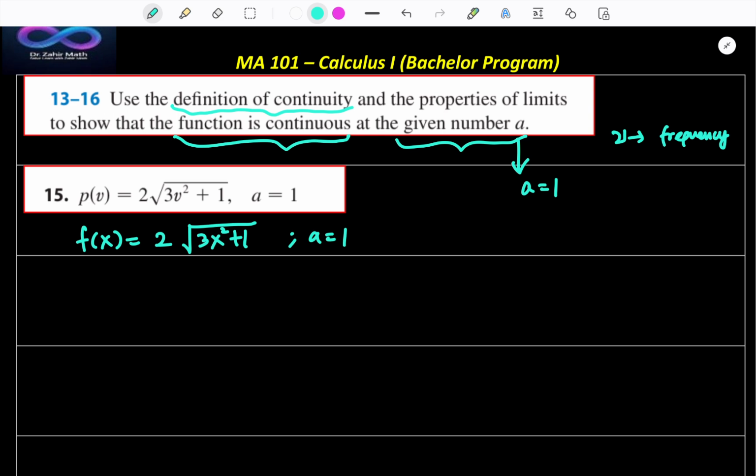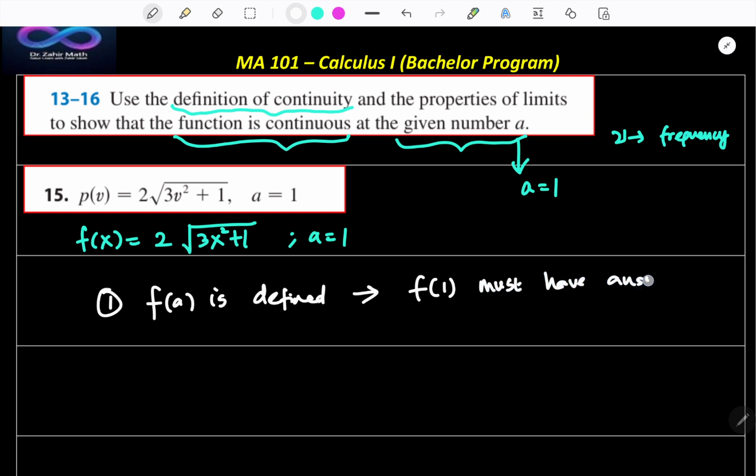So now what we are going to do: first condition, f of a is defined. What do you mean by that? A is 1, so f of 1 must have an answer, right? That means it is defined. So what is your f of x? Your f of x is 2 times square root of 3x square plus 1.